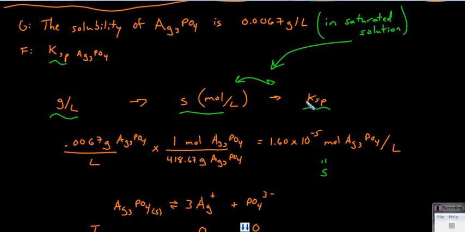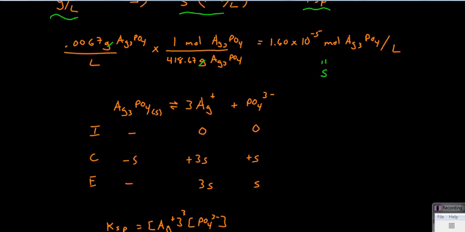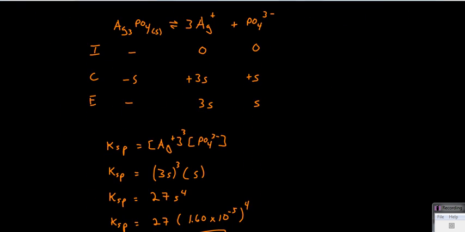Okay, so being in our number of grams per liter, we can go into our moles per liter. Just convert from grams into moles using molar mass. So we now know that the molar solubility is 1.60 times 10 to the negative 5 moles of silver phosphate per liter. Now, having this molar solubility S, we're able to find KSP.